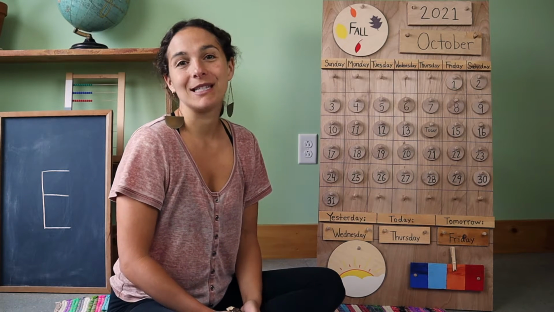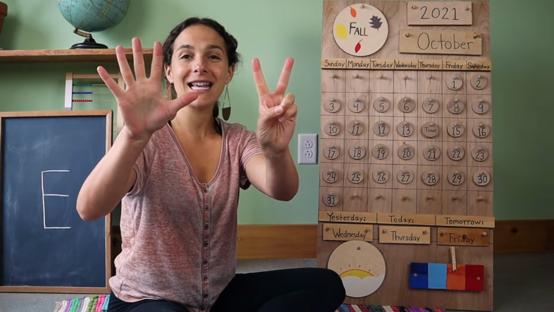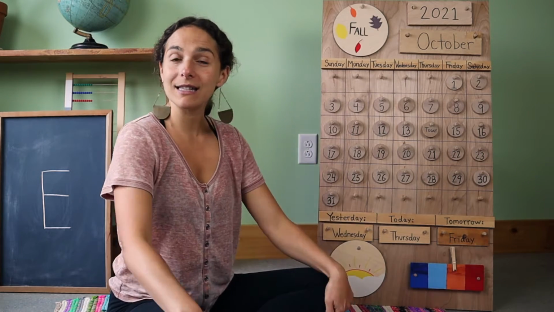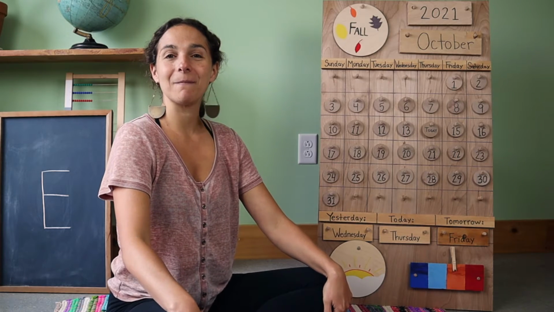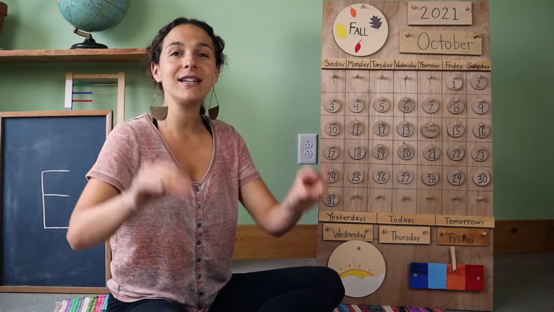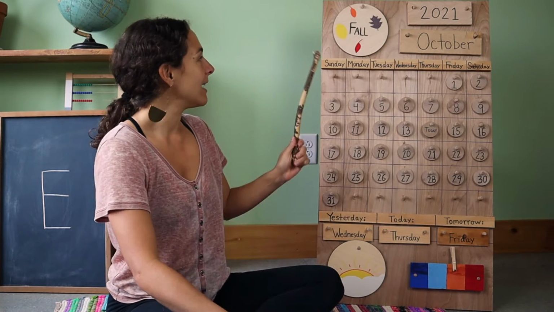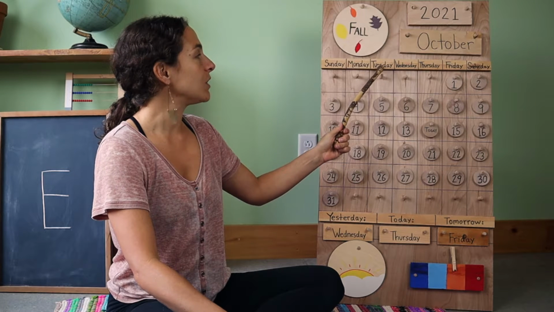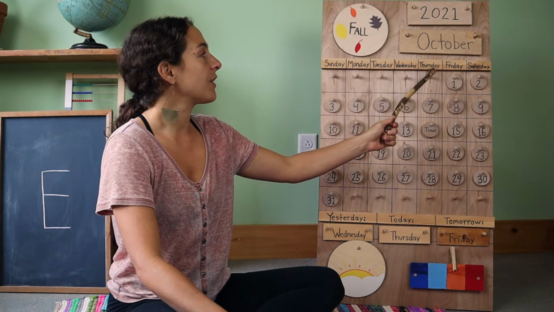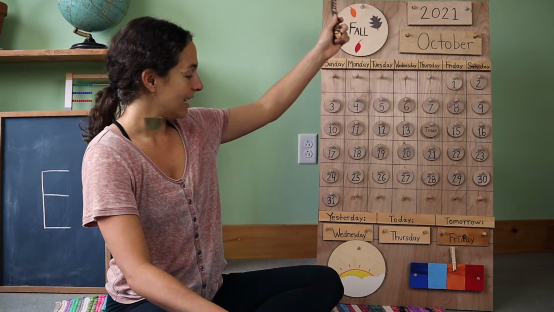And now it's time to sing the Days of the Week song. So we'll hold up 7 fingers like this, and if you know the words to this song, you can sing along with me. There are 7 days, there are 7 days, there are 7 days in a week. Sunday, Monday, Tuesday, Wednesday, Thursday, Friday, Saturday.